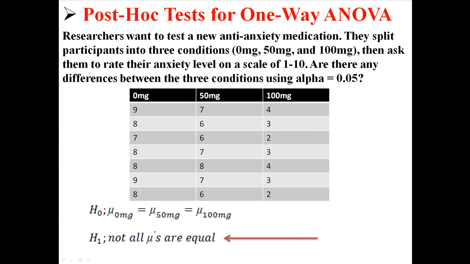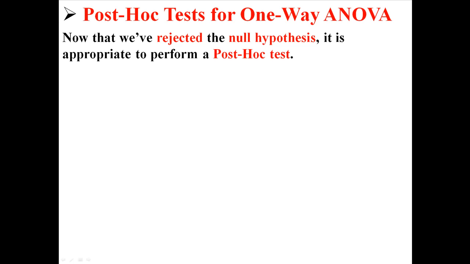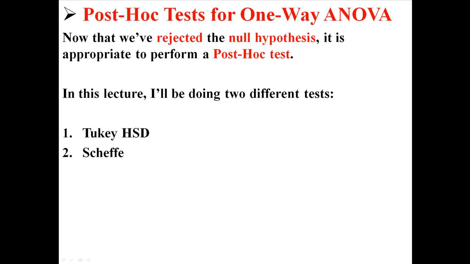Our alternative is true. So now that we've rejected the null hypothesis, it's appropriate for us to perform a post-hoc test. This post-hoc test is going to tell us where the groups are different. Maybe all three are different, maybe only 0 is different from 50, or 0 is different from 100, or something like that. We can ascertain exactly where the difference is. Now there are a bunch of different post-hoc tests that we can do. I'm going to show you two of the most popular ones. We're going to do a Tukey test and a Scheffé test.